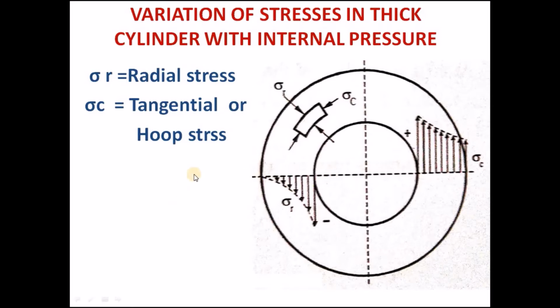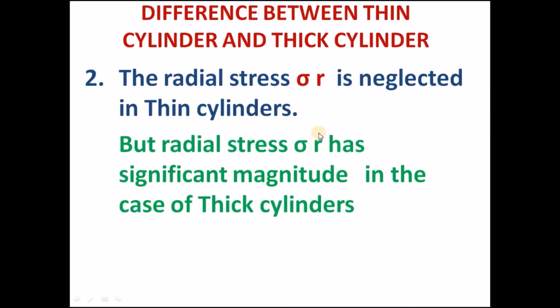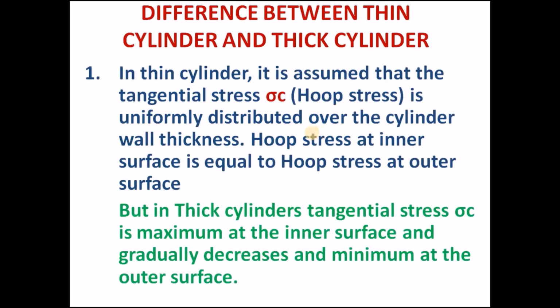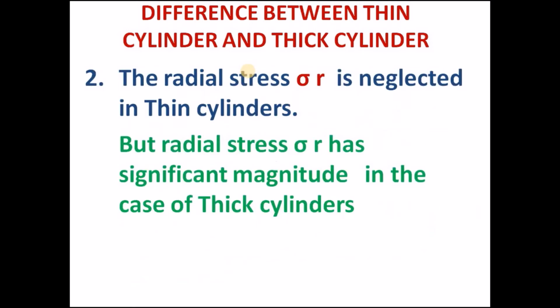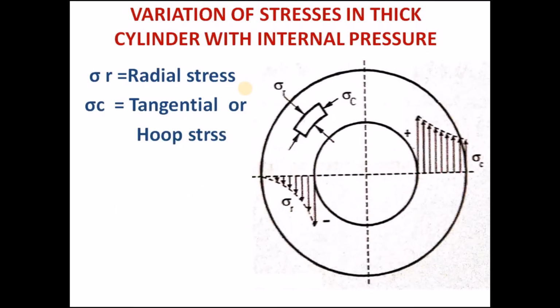But in the case of thick cylinder design, it has a significant magnitude that has to be taken into account. Sigma r has to be taken into account in the design. These are the basic differences between a thin cylinder and a thick cylinder. That stress distribution is shown here.